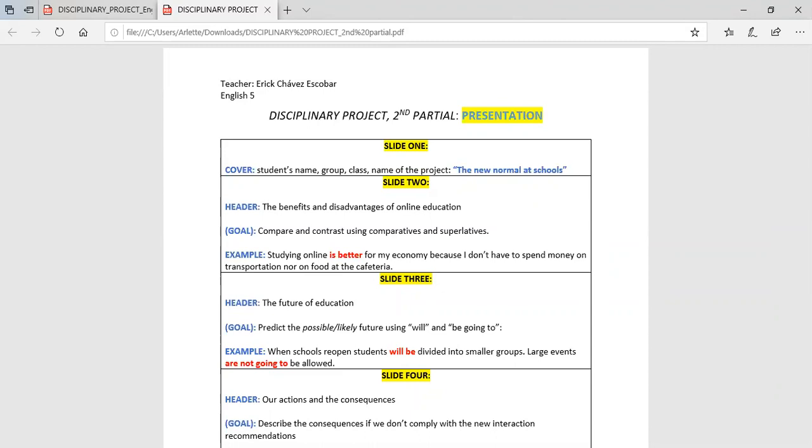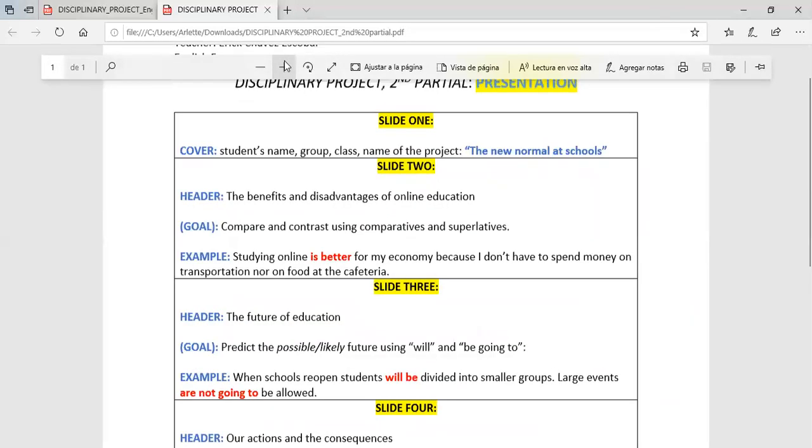Well, what should it include? It says here, the second disciplinary project. Cover: student's name, group, class, name of the project. The project's name is The New Normal at Schools, okay? That is the name of the project.